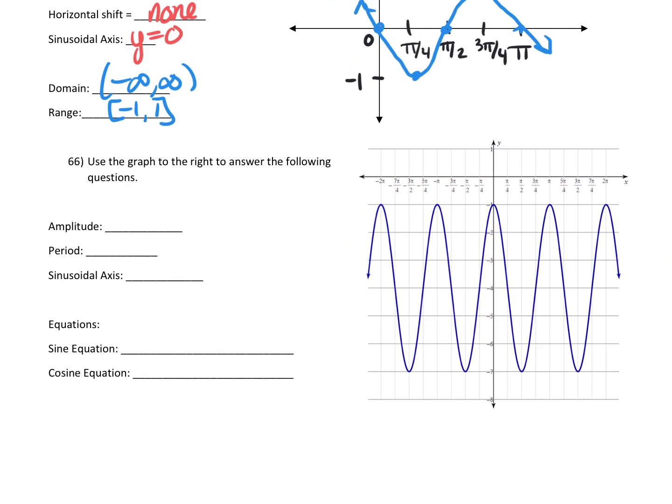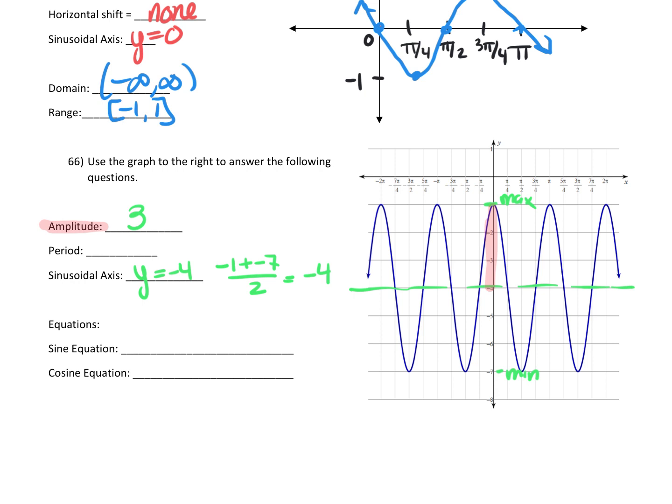All right, in this one, I have a graph. They want to know some key characteristics. So I noticed that my max is at -1, and my min is at -7. So to find my sinusoidal axis or my middle, I'm going to average those, and I'm going to get -4. So that means my sinusoidal axis is here at -4. That means that I can see my amplitude better. So my amplitude is the distance here, so that's going to be 3.